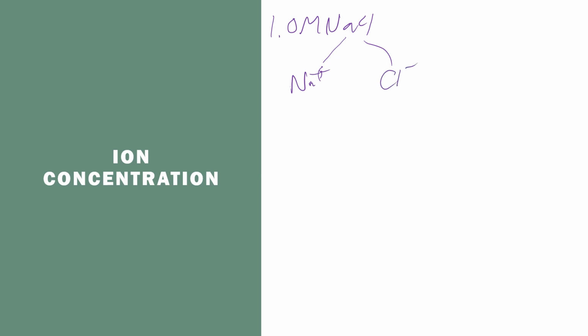Now, because sodium chloride has a 1-to-1 relationship, every time one sodium chloride formula unit breaks down, it forms 1 sodium ion and 1 chloride ion. So because of that ratio, it will be 1 molar in terms of sodium ions and 1 molar in terms of chloride ions.